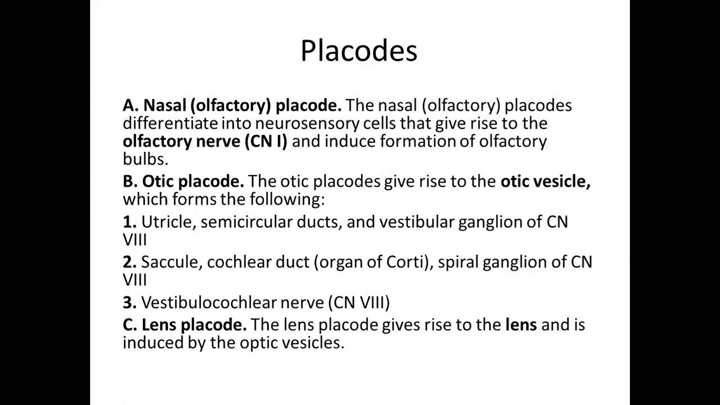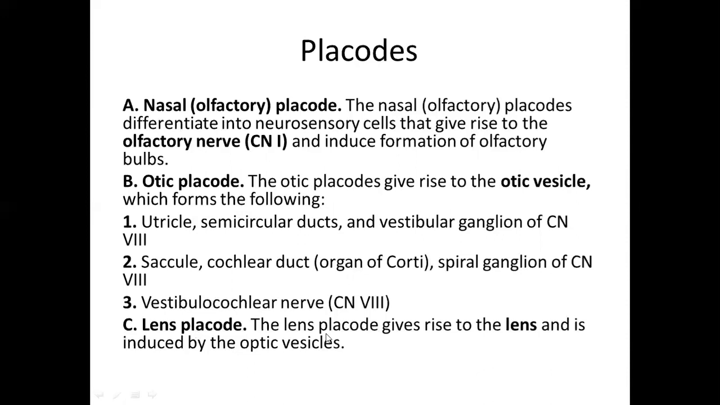So there are three placodes in the body. The nasal placode will be differentiating into the neurosensory cells, and they will be giving rise to the olfactory cranial nerve first. Then is the otic placode, which is giving rise to the otic vesicle, which is forming the inner ear. The middle ear is formed by the tubotympanic recess, and the external ear by the first pharyngeal cleft, the external auditory meatus, right? So that is the inner ear.